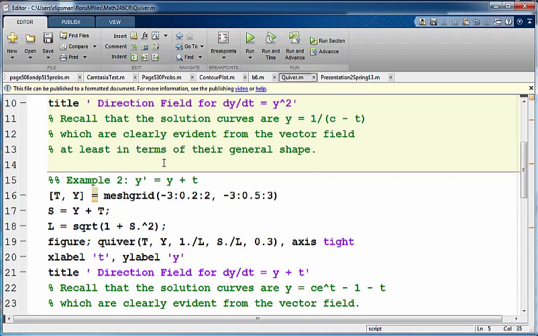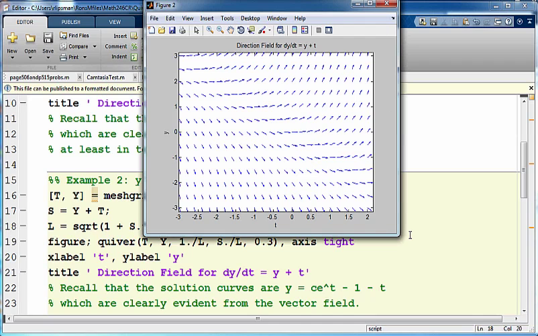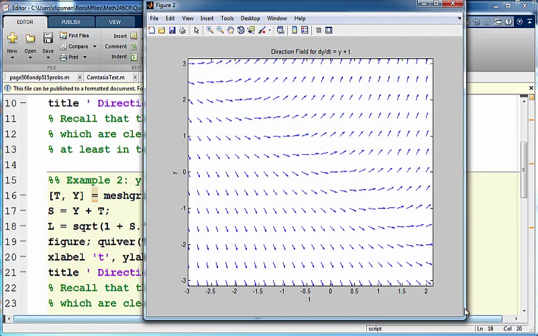Y prime equal y plus t. I set up a similar mesh grid, this time from -3 to 2. S is y plus t, the right-hand side of the differential equation, and after that, the directions are exactly the same, except the title, of course, is a little different. Let's evaluate. And there's the vector field. Looks very similar to the picture we drew, except it's a little hard to pick out the straight line solution over here.